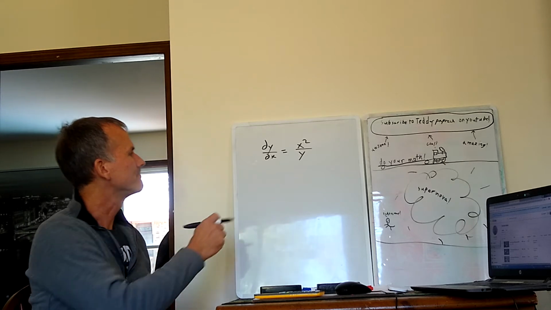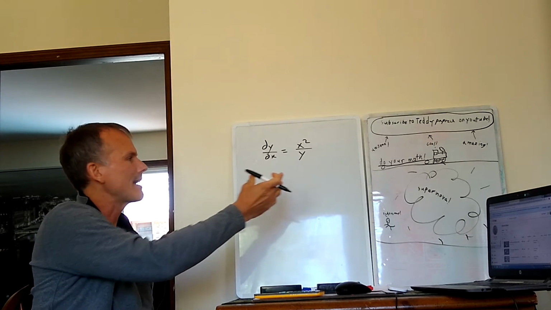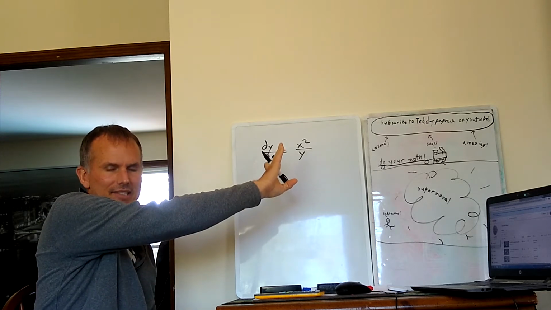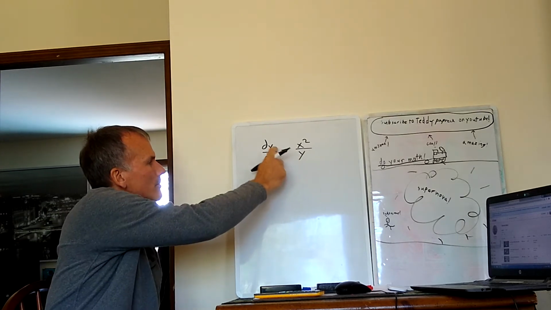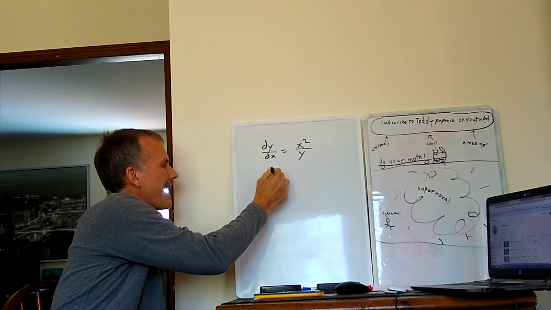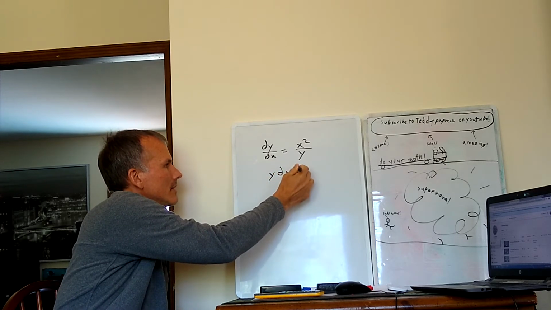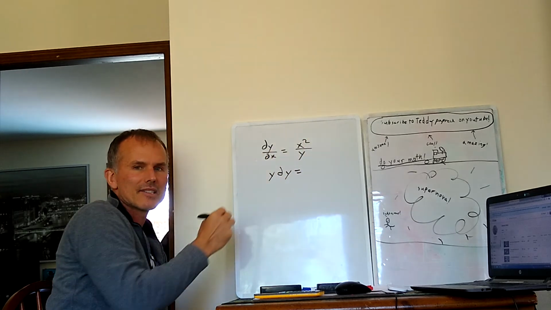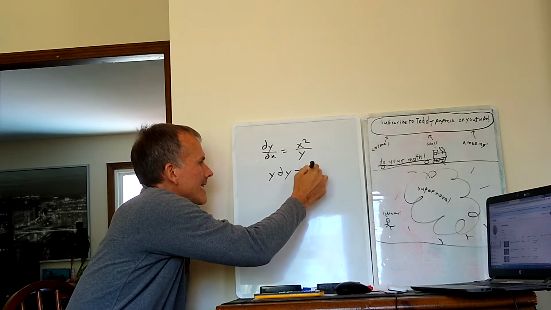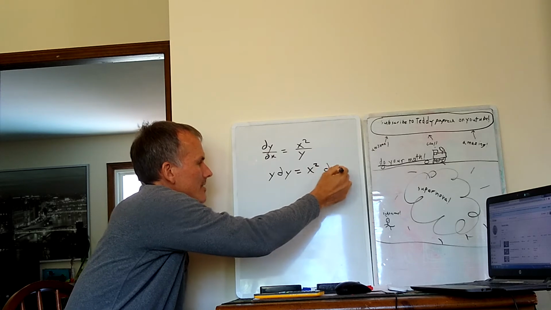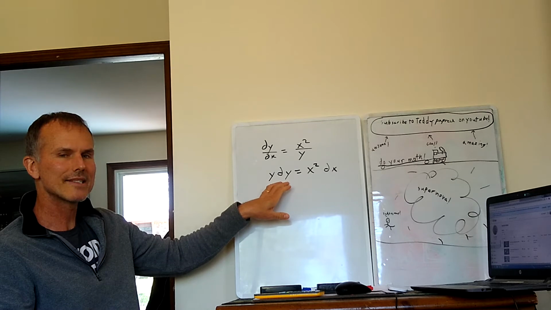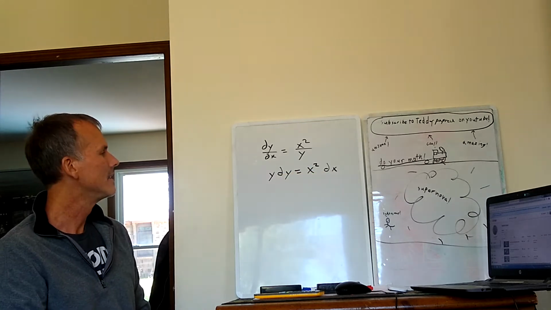So that's what I'm going to do here. And so what I'm going to do is I'm just going to get everything with a y in it on the left side and everything with an x in it on the right side. So I'm just going to multiply the y over to here. I'm going to multiply both sides of the equation by y and get y times dy equals, and then I'll multiply the dx over to the right-hand side. I'm multiplying both sides of the equation by dx. So I get x squared dx. Okay, that's the first step. The variables are now separated. There's nothing but y's on the left. There's nothing but x's on the right.